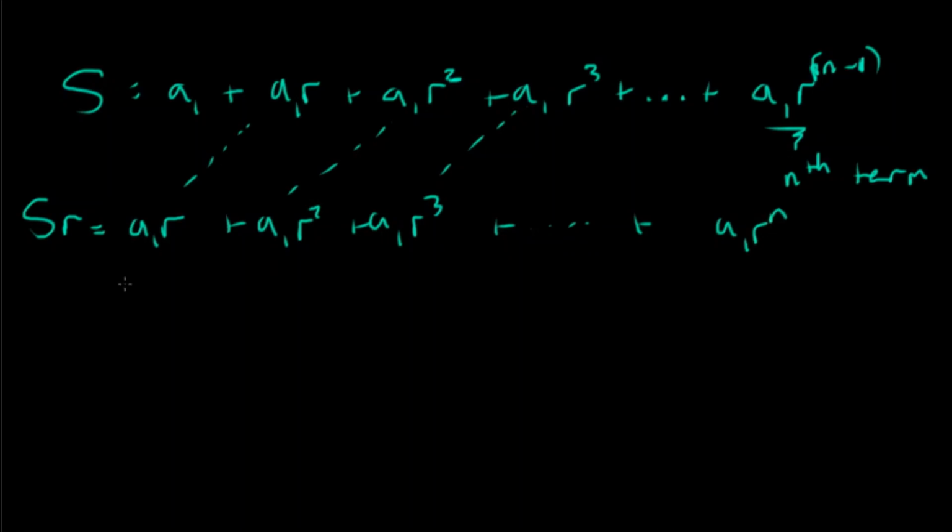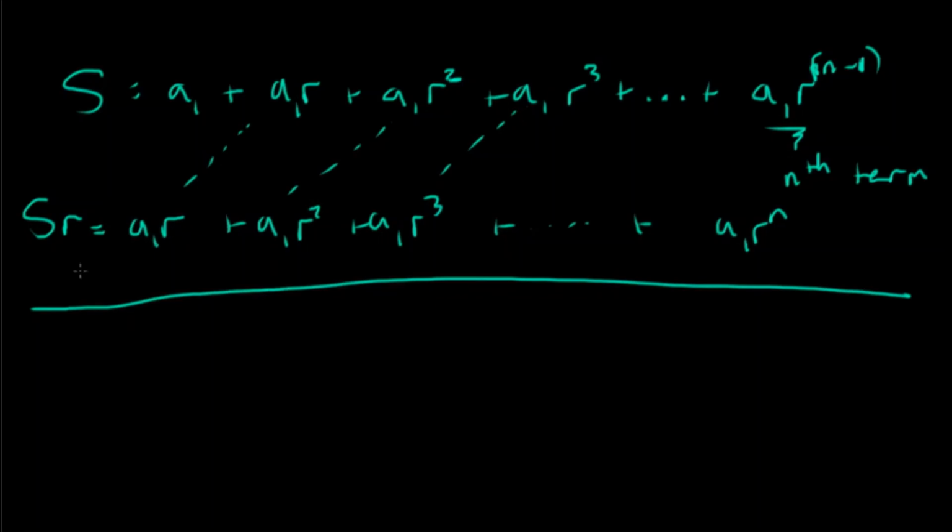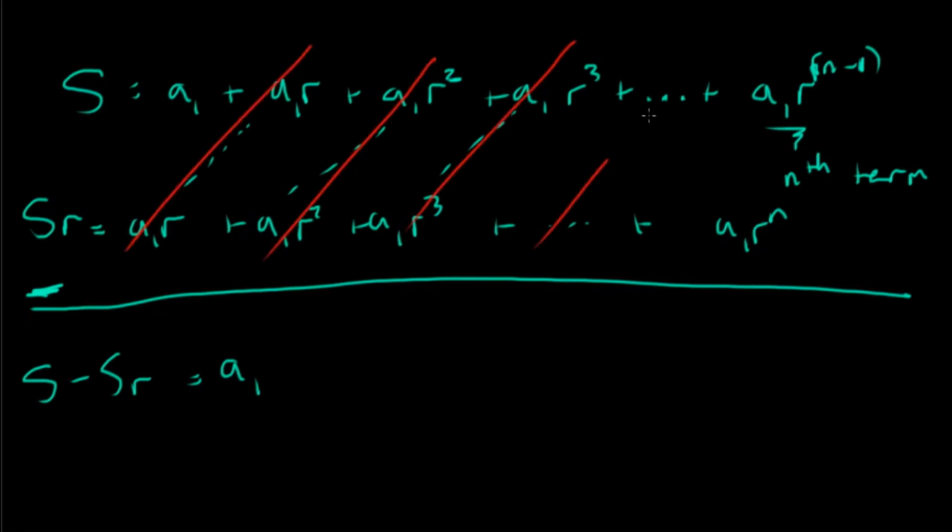Now what I'm going to do is subtract these things. I'm going to get s minus sr, and then a1 minus a1 is 0. Then a1r minus a1r is 0, they get canceled out. All these terms get deleted, and then a1r to the n minus 1 minus a1r to the n minus 1 gets deleted, and I'm going to be left with a1 minus a1r to the n.